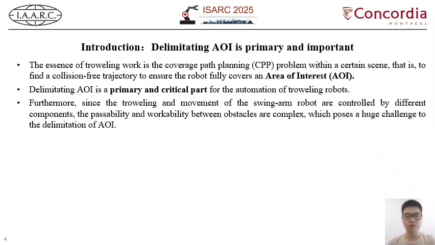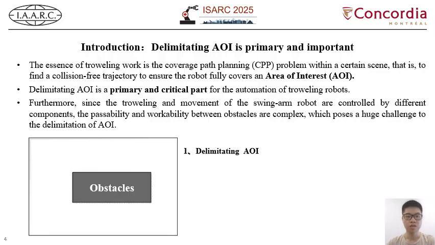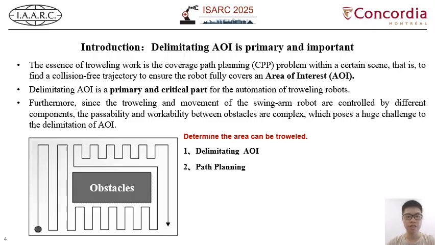Furthermore, the essence of troweling work lies in coverage path planning within a specific scene. That is, to find a collision-free trajectory to ensure the robot fully covers an area of interest. So the first step is delimiting the AOI of a given region, which is to determine the area that can be troweled. Path planning is the next task on the basis of the AOI. Therefore, delimiting the AOI is a primary and critical part for the automation of troweling robots.